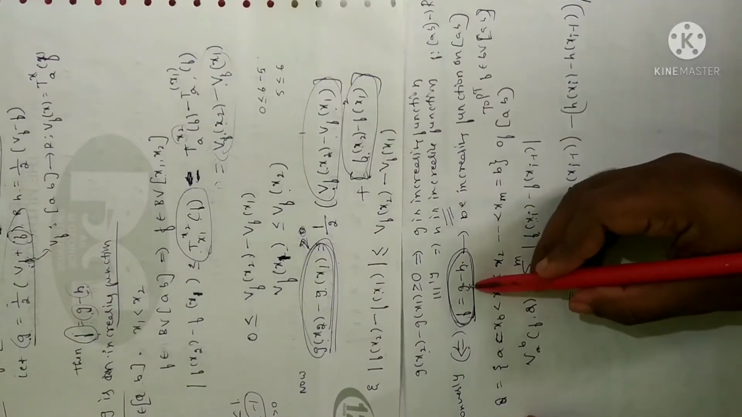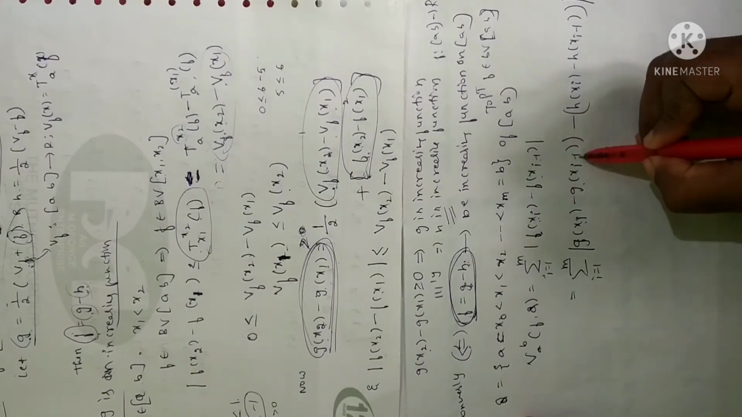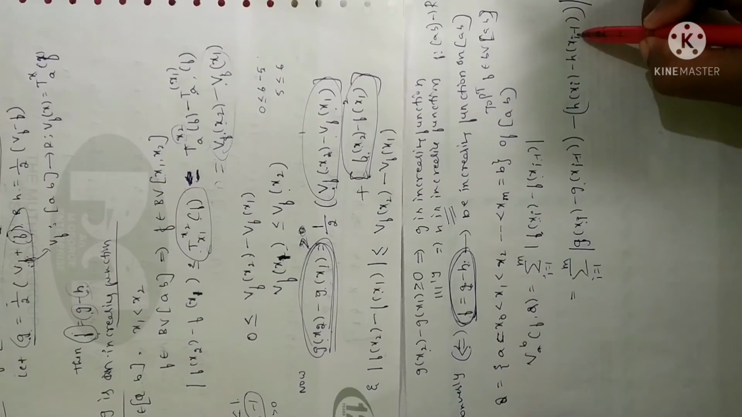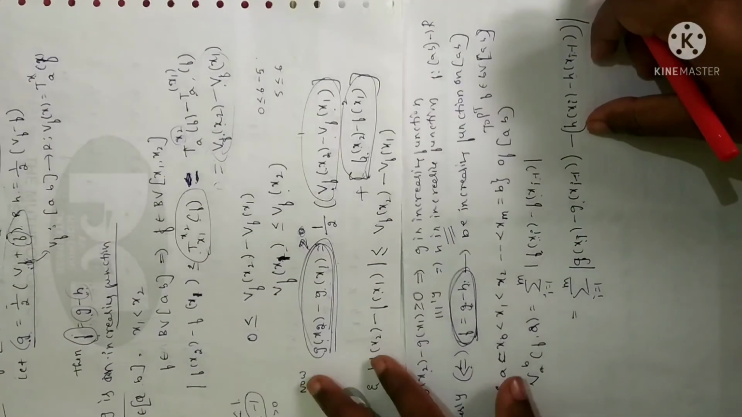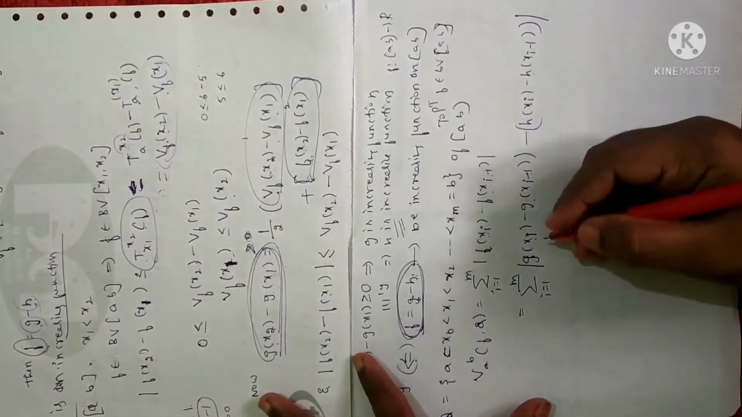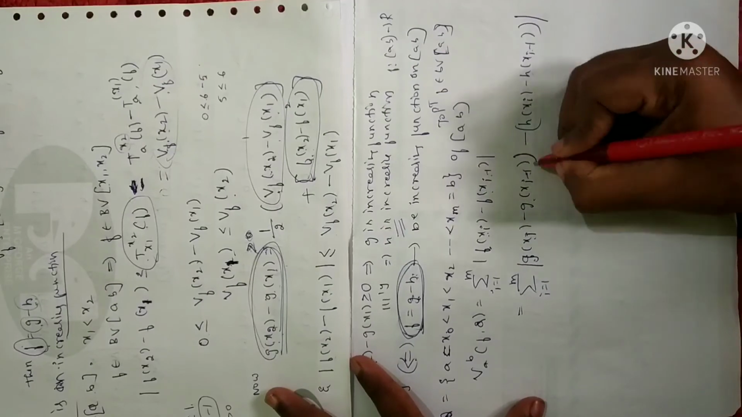See here, f of xi is g of xi minus h of xi. f of xi minus 1 is g of xi minus 1 minus h of xi minus 1. But I have grouped it in a separate manner, that is g in one term and h in one term. Fine, if you want you can write it separately. Clear? Now I am going to split this magnitude for each and every term.